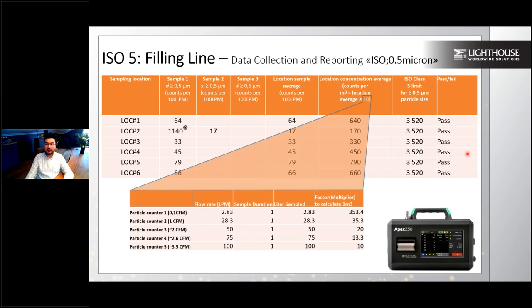Keep in mind here, now I'm multiplying it with 10 because I sampled 100 liters. I am making my list according to 1000 liters, 1 cubic meter of air. Since I sampled 100, I am multiplying it with 10 to reach 1000 liters. So if you are using a one CFM device, for example, your multiplier will be 35.3. Or if you are using a 50 liter per minute instrument, you have to multiply it with 20 in order to reach 1,000 liters in order to compare it with the previous one.